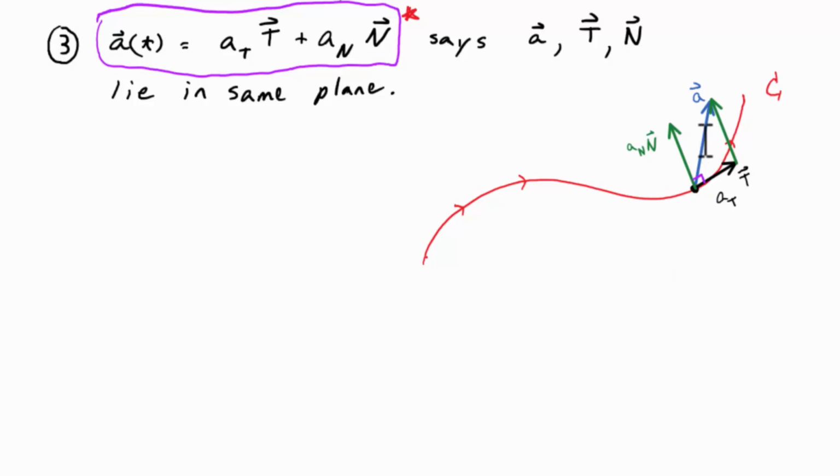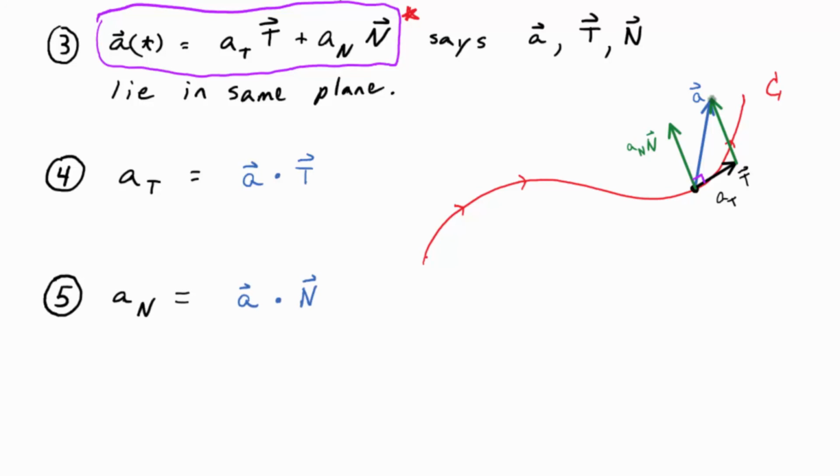Oh, so the vector in green, the vector in blue, and the vector in black, in other words, a sub n times N, a sub t times T, A, have to all lie in the same plane. It's the triangle law, right? So even if we're in space, T and N and the acceleration vector lie in the same plane, which is interesting. In the next video, we'll use this picture to help us believe that a sub t is equal to the acceleration vector dotted with the unit tangent vector, and that a sub n is equal to the acceleration vector dotted with the principal unit normal vector.